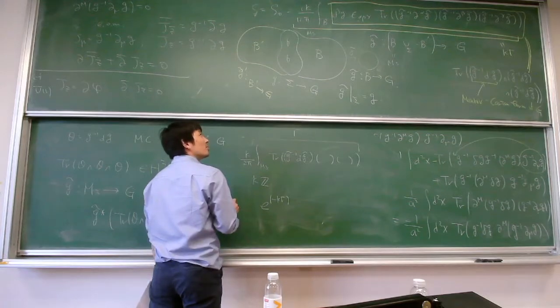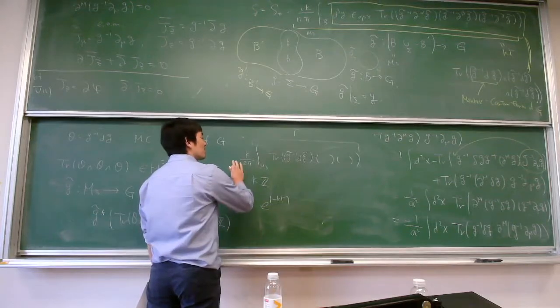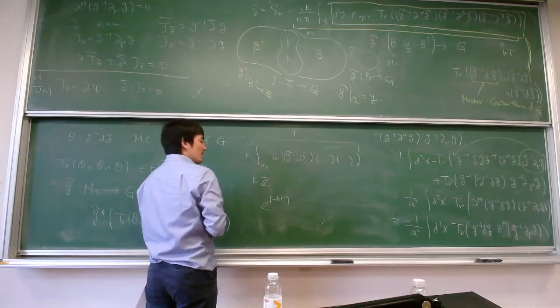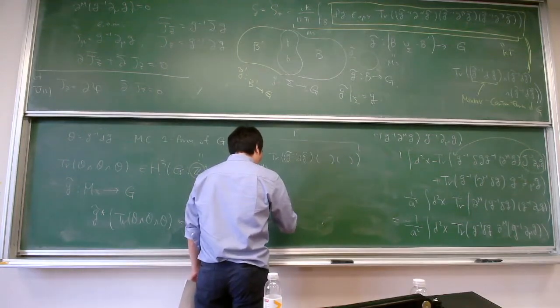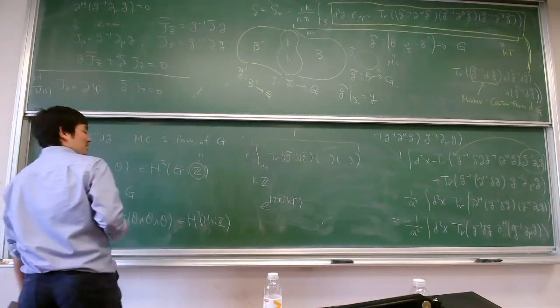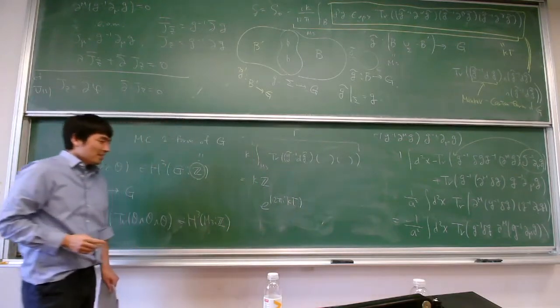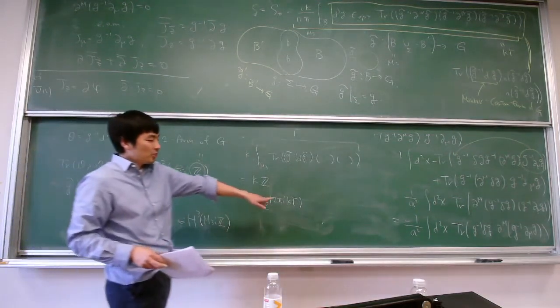What I meant is 2 pi i k times gamma. I think what I want is this: 2 pi i times k times gamma. So therefore we know gamma is integer valued.